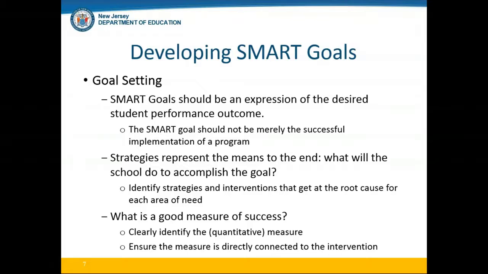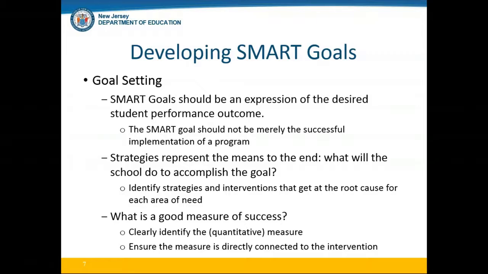We also want our goals to be ambitious but achievable. Meaningful goals should be difficult to accomplish. At the same time, unrealistic targets are not productive. Goals should also be relevant to a particular area of need as defined in the needs assessment.